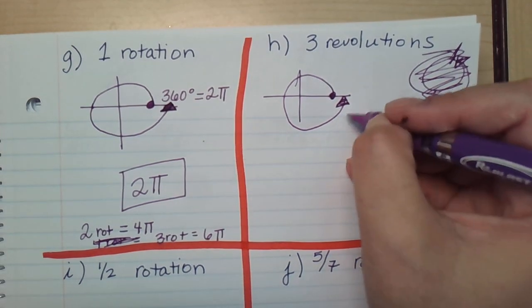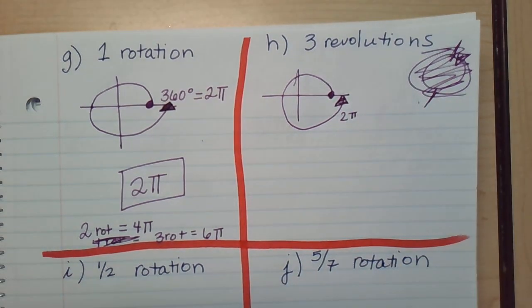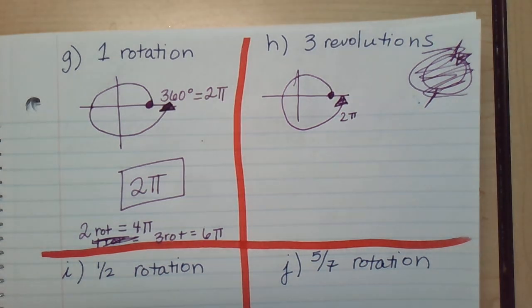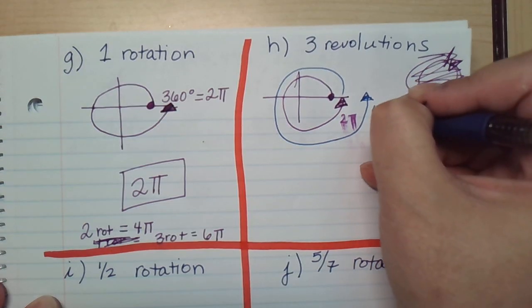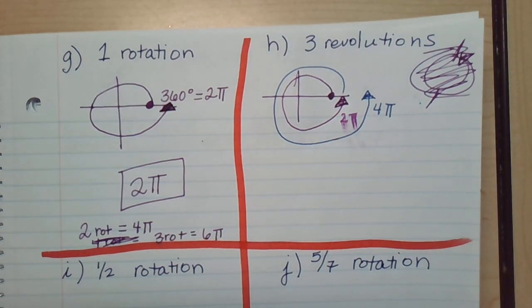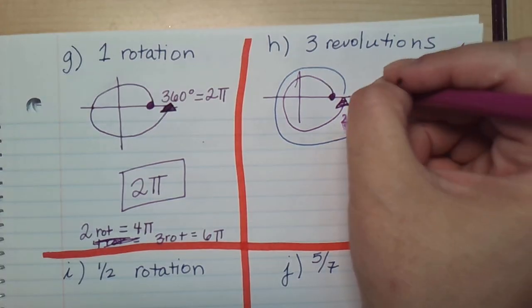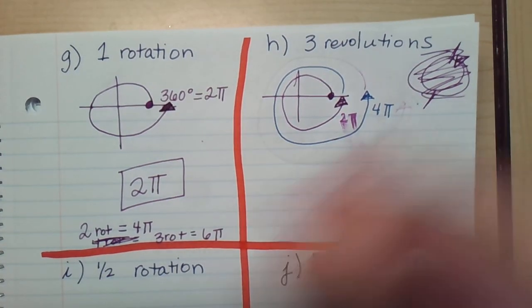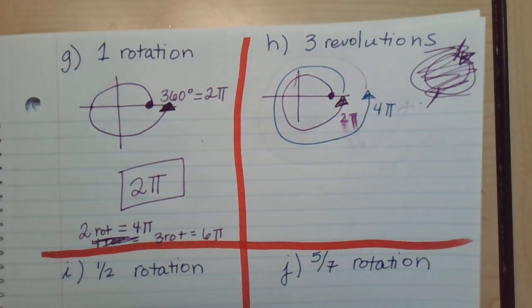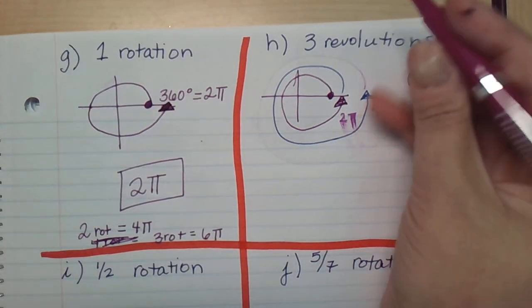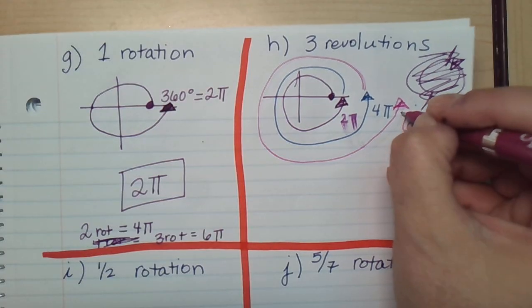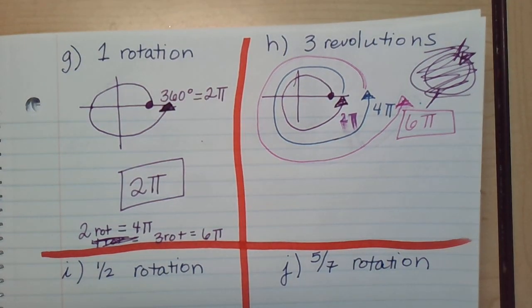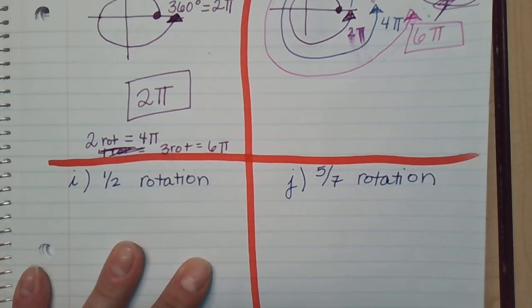Well, 1 revolution is 2 pi. If I go around again, it's 4 pi. If I go around again, it's 6 pi. Okay, so revolutions and rotations are kind of the same thing.